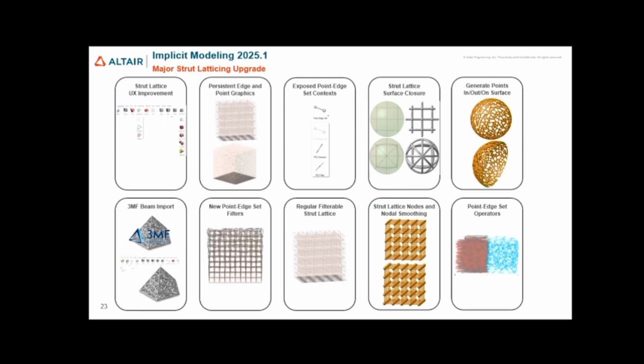So last week we released 25.1. It's a pretty big upgrade, especially for implicit modeling. There's quite a lot of upgrades, so I won't go into all of the details, but on this page, we did a massive overhaul in terms of our strut latticing tools, and we also included now full support for 3MF beam lattice extension, so both import and export, so you can import a 3MF beam extension and then have the full native implicit ability to filter those and use those beams inside, but also export those.